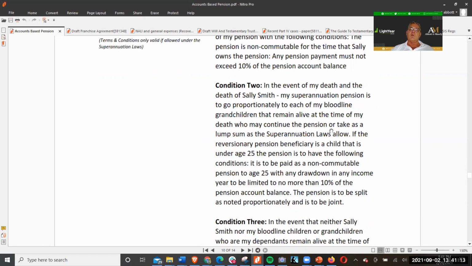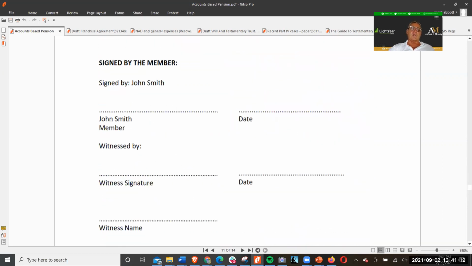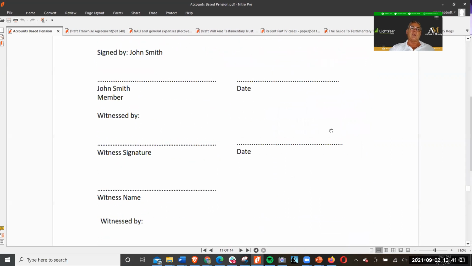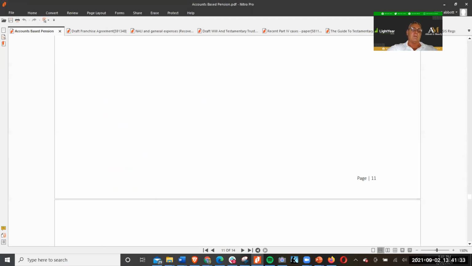I'll lean into more of the options there for your ABPs. And then we've got condition 3. And then obviously it's signed. We have 2 witnesses. Generally you only need to have 1 witness, but because it's more of an estate planning play, I'd like to make it a lot stronger and more secure around that one.